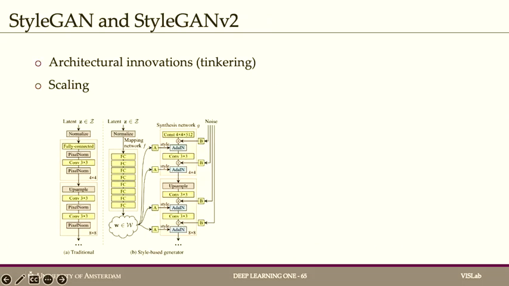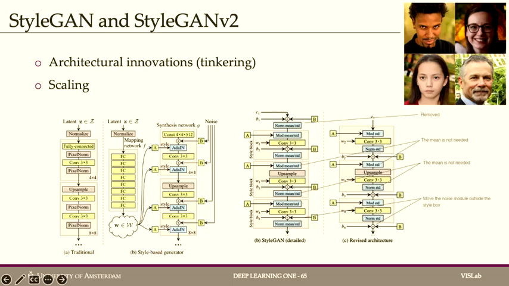All right, finally, StyleGAN. Here I'm comparing StyleGAN 1 with StyleGAN 2. The main differences are highlighted here. As you can see, it's simply tinkering. It's not like something fundamental has changed between these two versions. It's simply larger models, more compute, and some small changes.